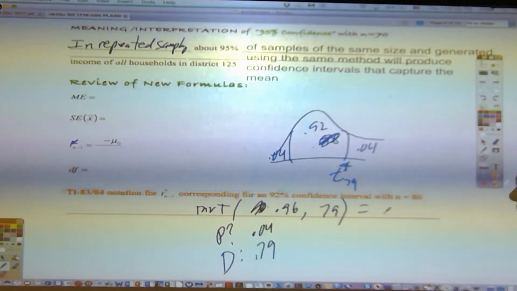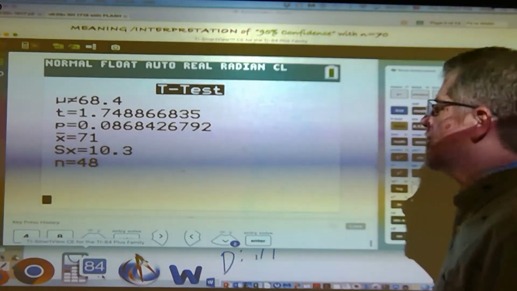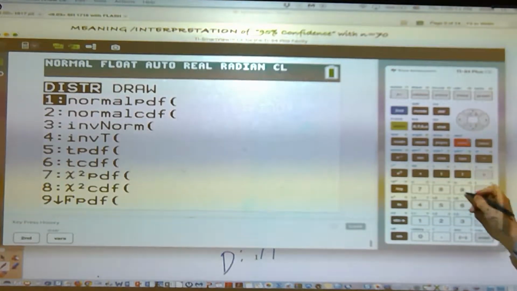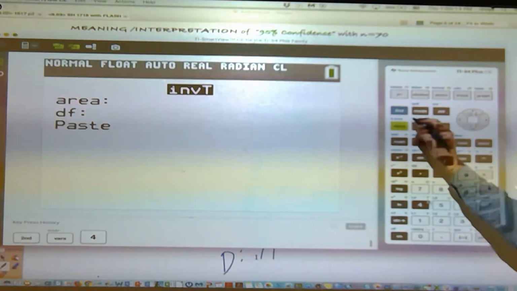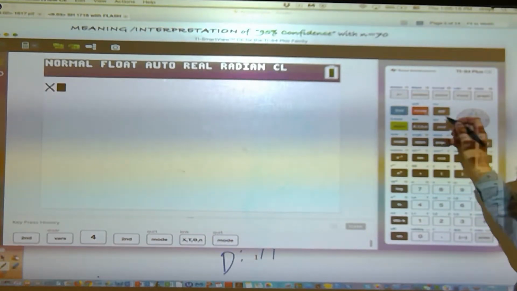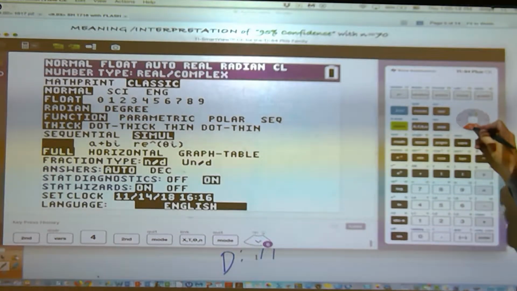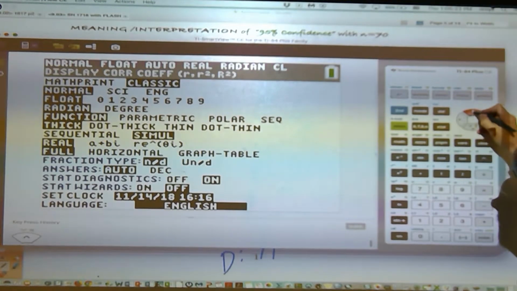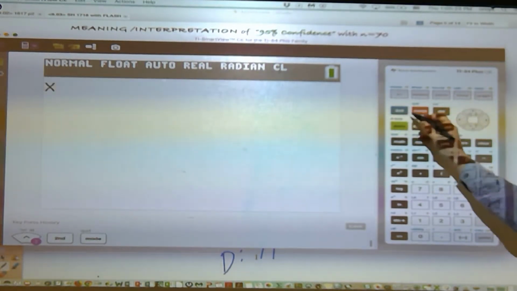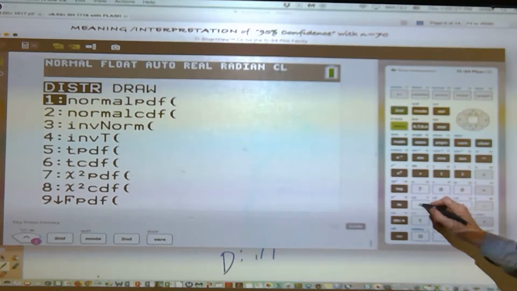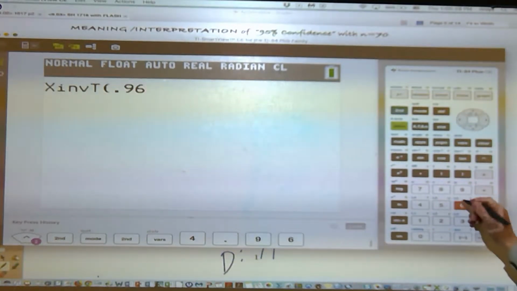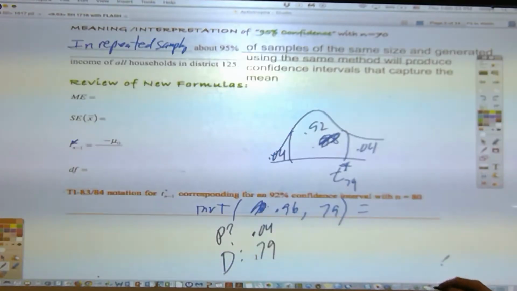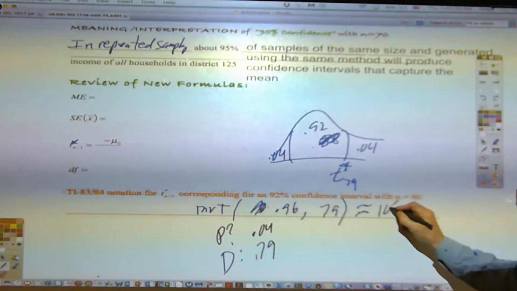It'll give you the same answer that we get here, which just to verify, when you do, there it is, inverse T of something went terribly wrong. My stat wizard must be on. It's very embarrassing. Usually the stat wizard is off, classic mode. So when we go to the distribution menu and do inverse T of 0.96 with 79 degrees of freedom, the answer is approximately 1.641.